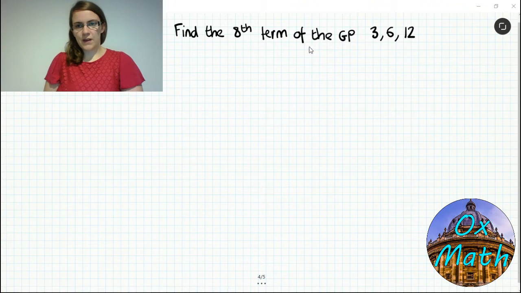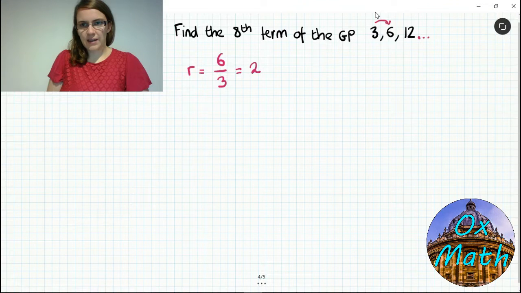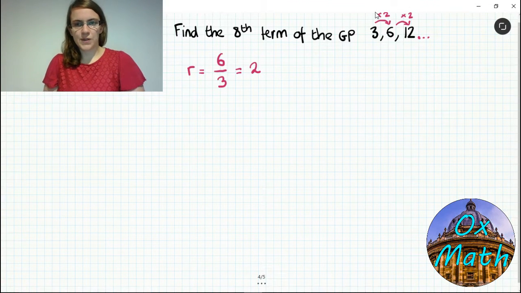So find the 8th term of a geometric progression that goes 3, 6, 12 and so on. So the first thing we need to do is work out our common ratio of this geometric progression. So remember, we can take any term we choose, so it's always easiest just to take the second term and divide it by the previous term, so divide it by the first term. So our ratio is equal to 6 over 3, which is 2. And just to double check, 3 times 2 is 6, and 6 times 2 is 12. So we have got a common ratio of 2 each time.